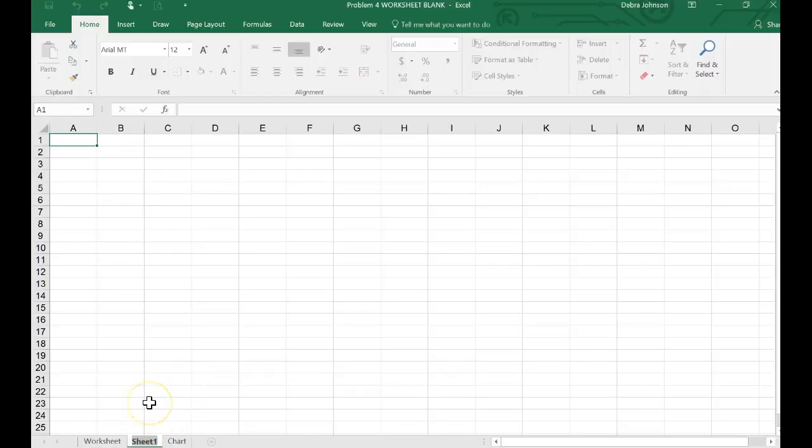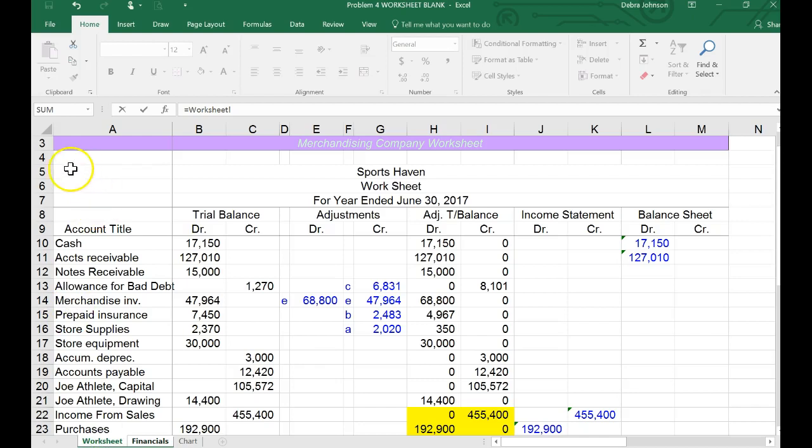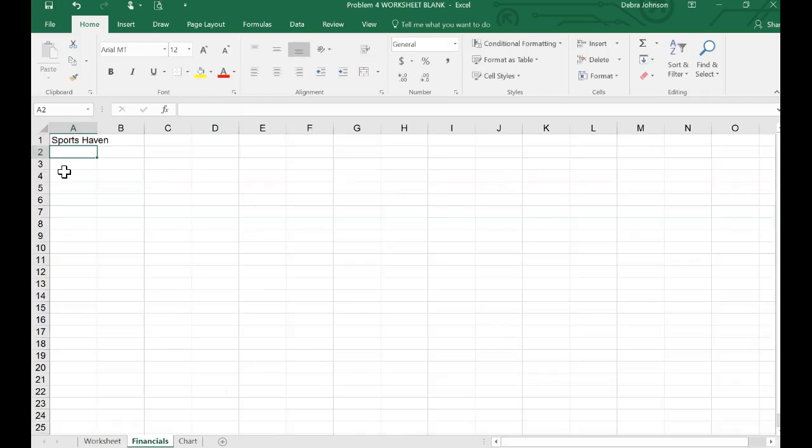Okay, so further directions in your handout will tell you that you're going to create a set of financial statements, and when you do that, again, it should be 100% cell referenced. So what I mean by that is I'm going to go to cell A1 and I'm going to press equals. I'm going to go grab the worksheet and I'm going to go grab the Sports Haven name. And I may call it financial statements or income statement because I don't expect that to change from month to month.